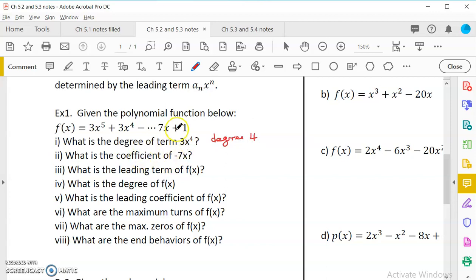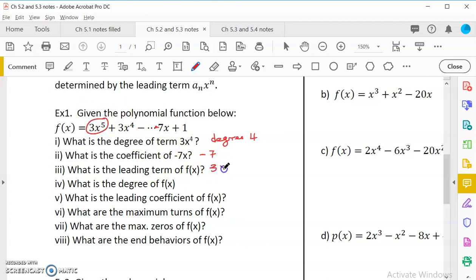What is the coefficient of 7x, or minus 7x? I think this is a minus. So coefficient is the number that multiplies that term, so it's -7. What is the leading term of this function? Highest exponent.